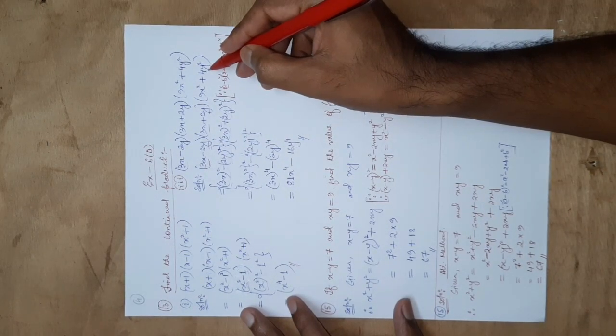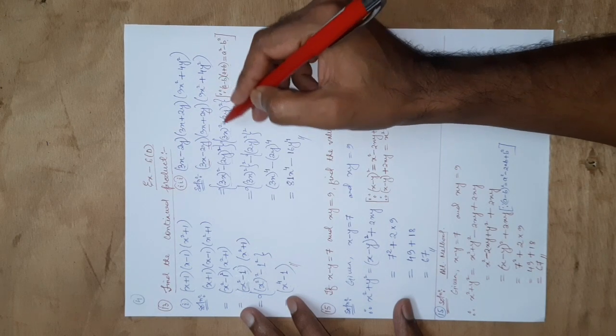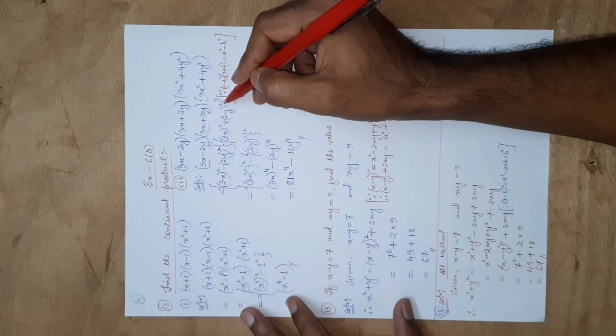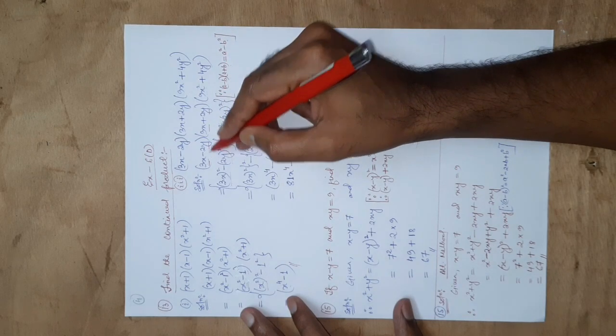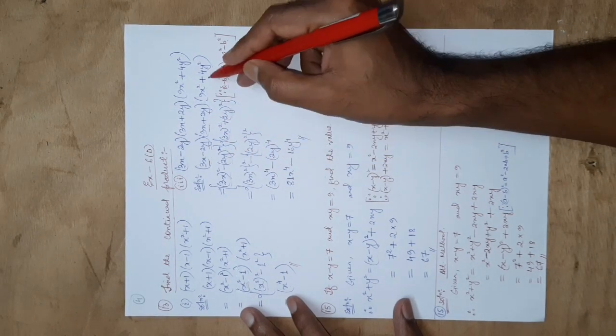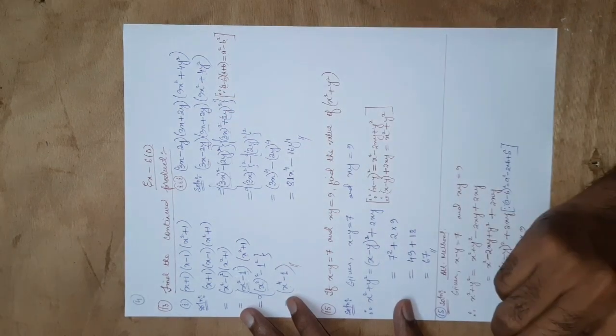The third factor you can write in square form. 9x square you can write (3x) whole square, 4y square you can write (2y) whole square. Okay, the product of these two by identity, we can write a square minus b square here. This also we can convert into square form, (3x) whole square plus (2y) whole square.